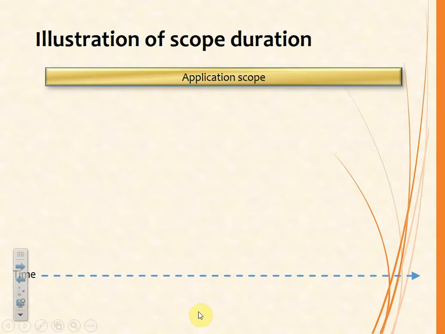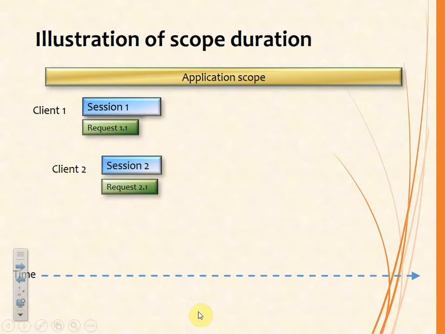So here's an illustration of scope duration. Time passes from left to right. The web server has had the application deployed to it, so the application scope exists. Client number 1 sends in a request. So that will create a request scope for that one request, and also a session scope for that client. A little bit later, client 2 sends in a request. So that sets up another request scope, and you can see that even though they exist at the same time, there is isolation between them. And there's also a session created for this second client, also isolated from the session for the first client.